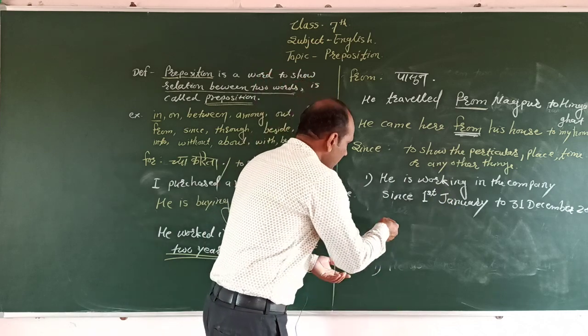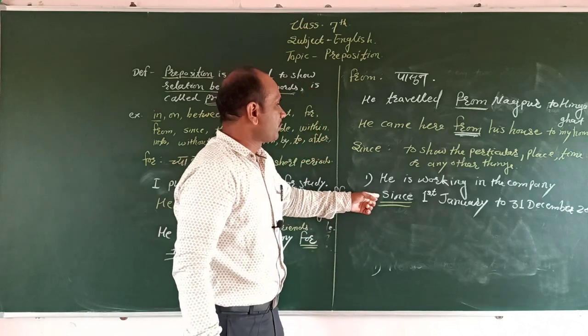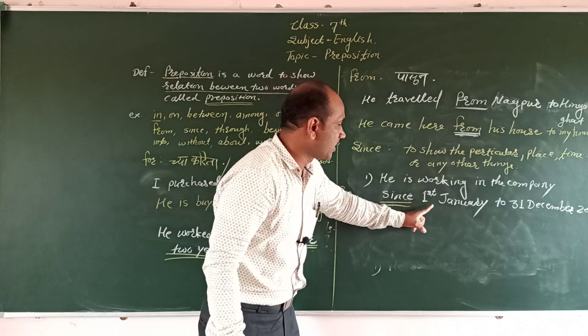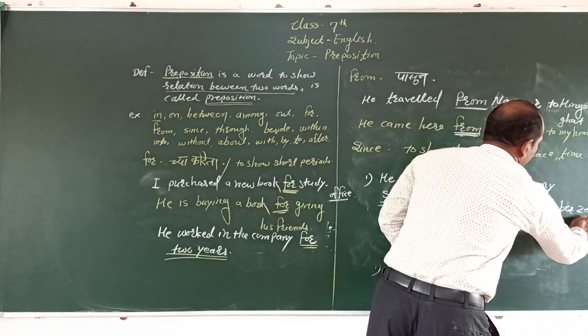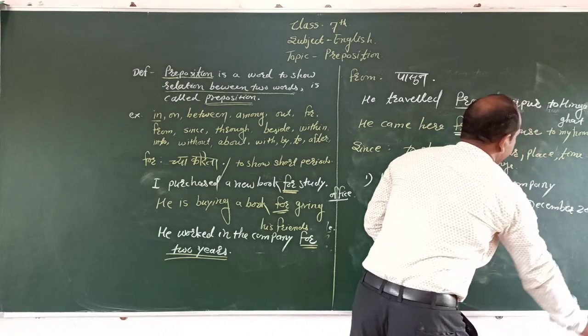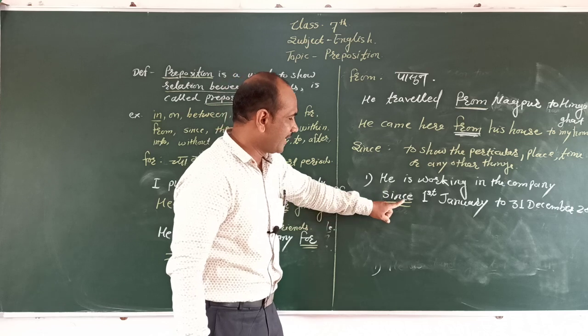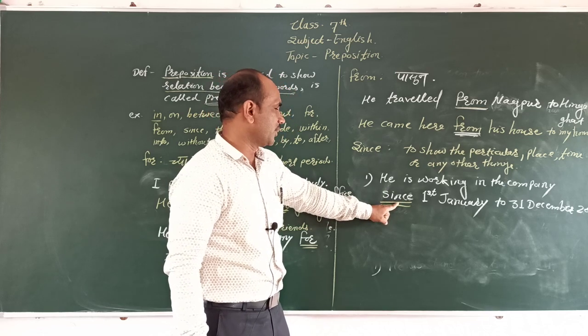The meaning is given here. Since is a preposition, but it shows a particular period, a particular time here: 1st January 2020, or we are writing 2019. That is the particular short period we have given there, and a particular date has also been given there. Therefore, we have to use this preposition here.